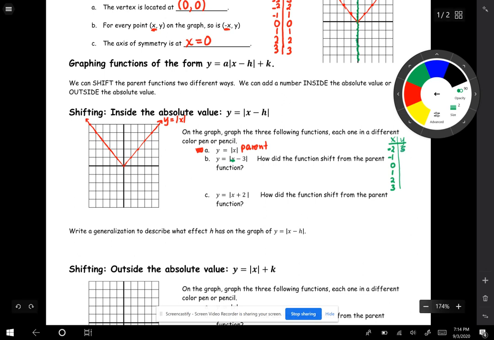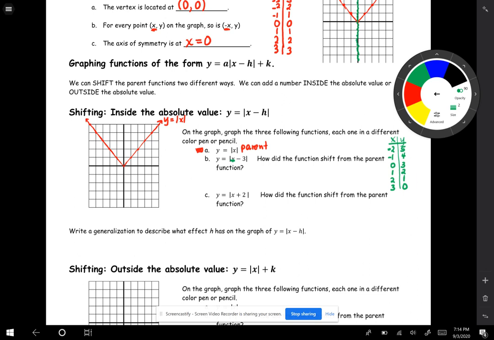The right side of your table should always be positive numbers. -1 minus 3 is -4, absolute value 4. 0 minus 3 is -3, absolute value 3. 1 minus 3 is -2, absolute value 2. 2 minus 3 is -1, absolute value 1. And 3 minus 3 is 0. Now I'm just going to plot those points.